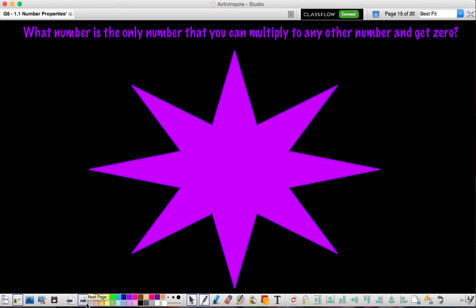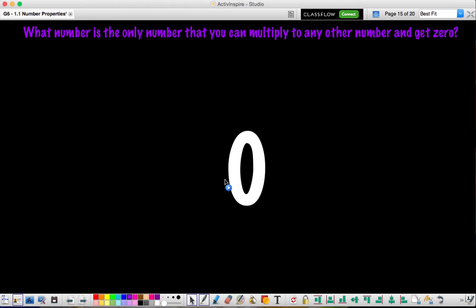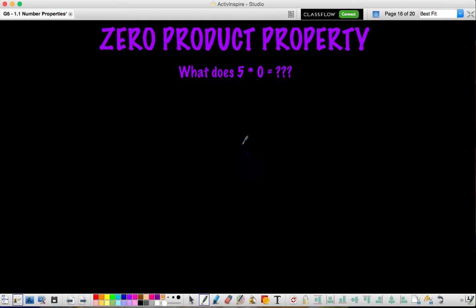All right, one of the last ones, we're almost done. So we have a number that we multiply to any other number and we get 0. So no matter what I multiply this number by, I get 0. This is where that pesky 0 gets to be a little bit complicated. With addition, anything plus 0 is itself. But with multiplication, anything times 0 is 0. So what this means is if I take 5 times 0, I get 0. If I take 3/4 times 0, I get 0.